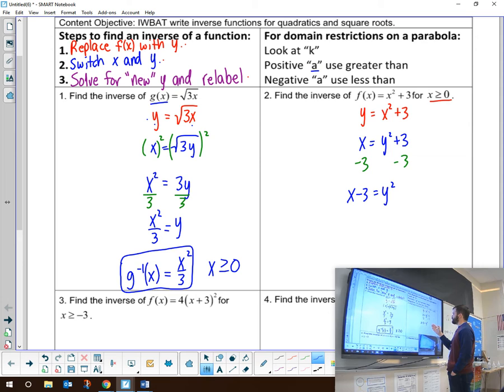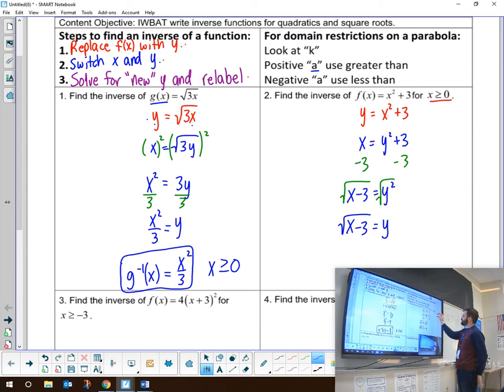y squared equals x minus 3. So then, to get rid of that squared, we're going to square root this side and square root this side. Now listen, I don't actually have to work that out. That's just going to be what my answer is.